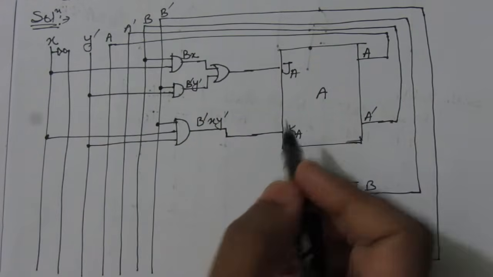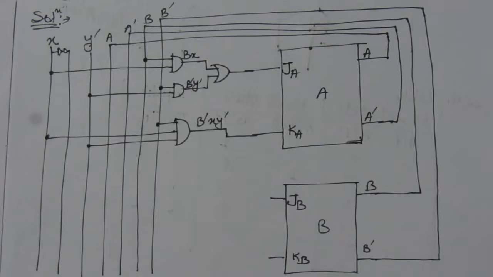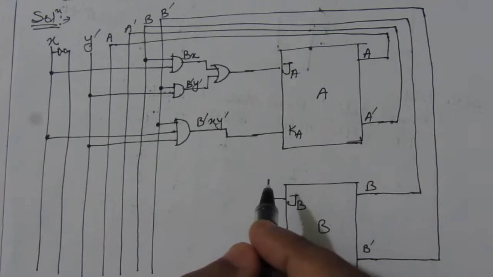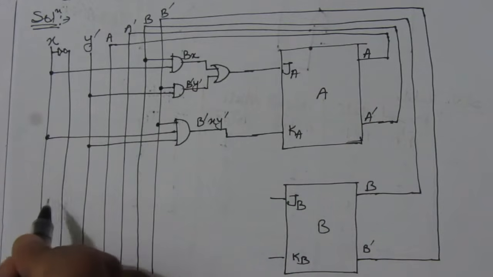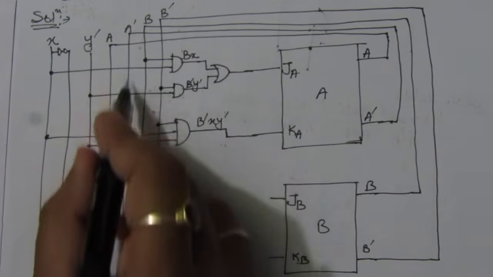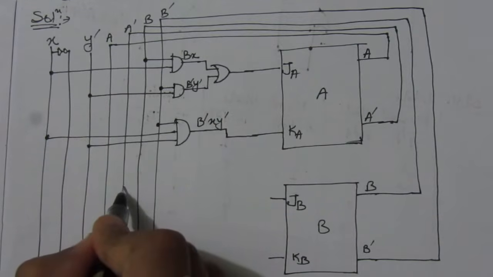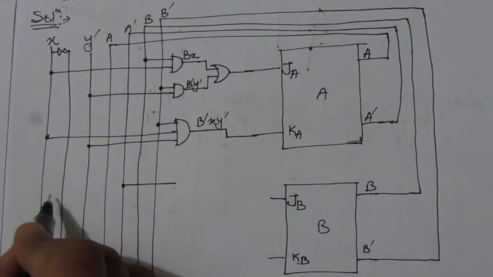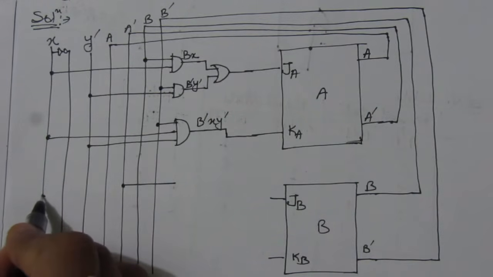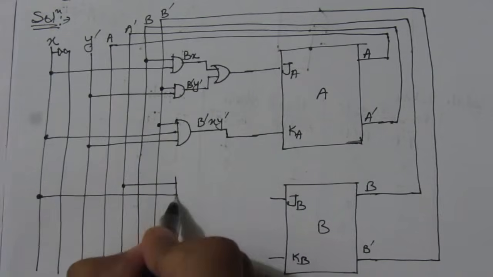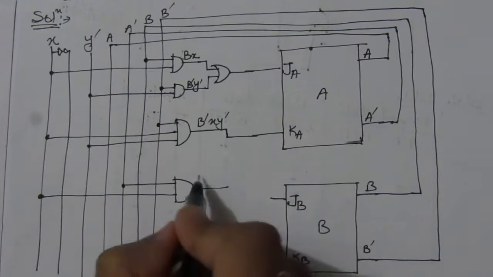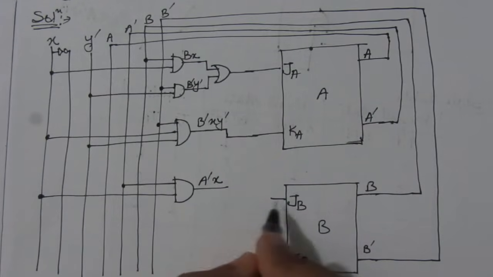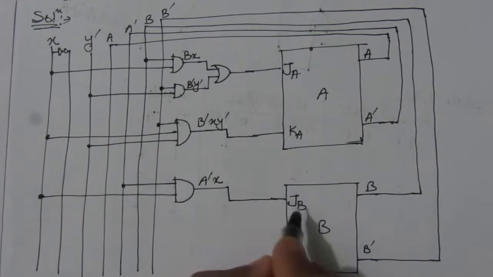Next we have the JB and KB inputs. The JB expression is A complement into X. So take a line from A complement. This one is the A complement line. Take a line from X, use an AND gate, and here we'll get A complement X. So here we have got the expression for JB, and this will be connected to JB.